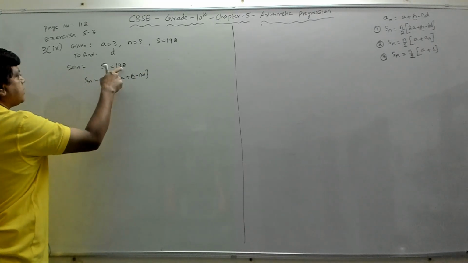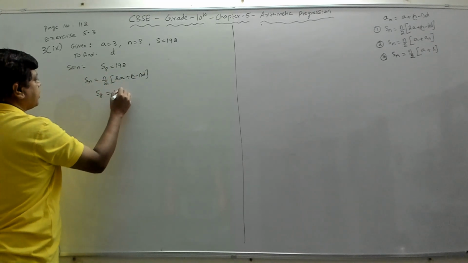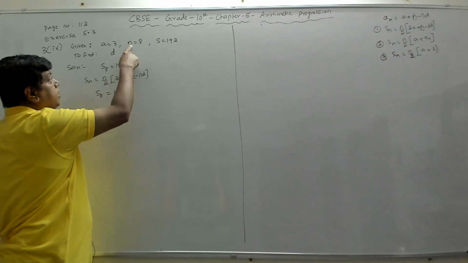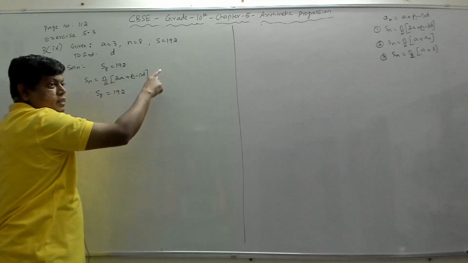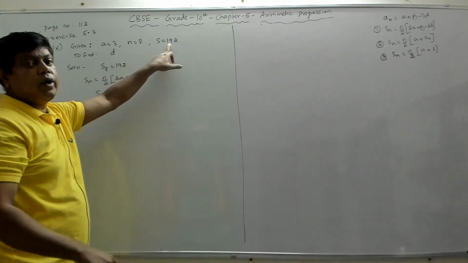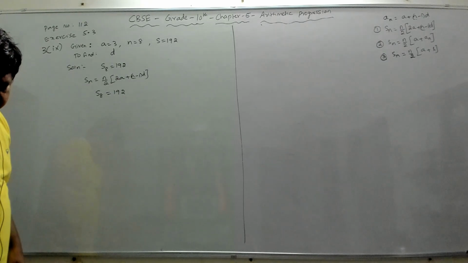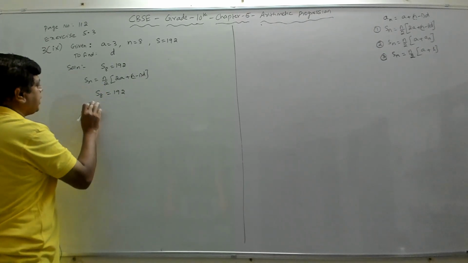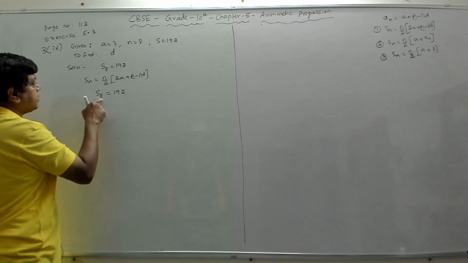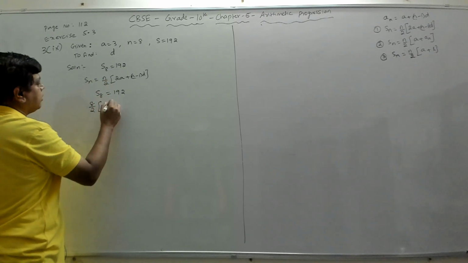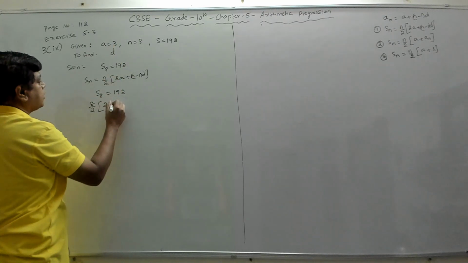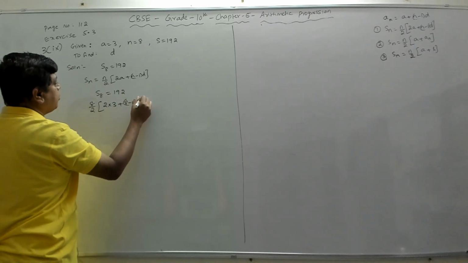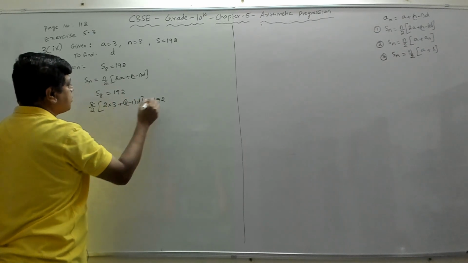And S8 is 192, that is given. Why is this S8? Because when N is 8 and they just say S, it means sum of 8 terms is 192. So now let's substitute: 8 by 2 into 2 into A is 3, plus N is 8 minus 1 into D, that is equal to 192. So we have to solve this and find the value of D.